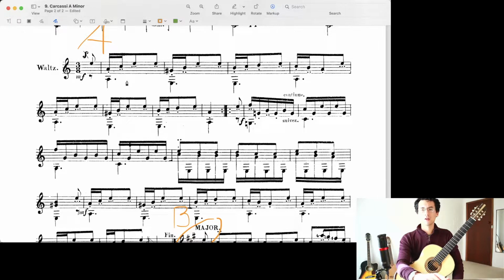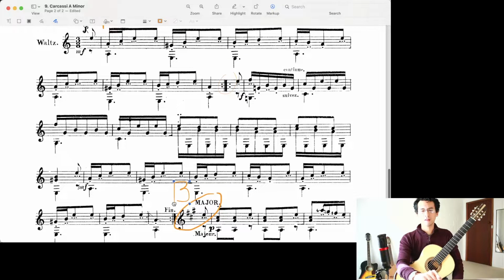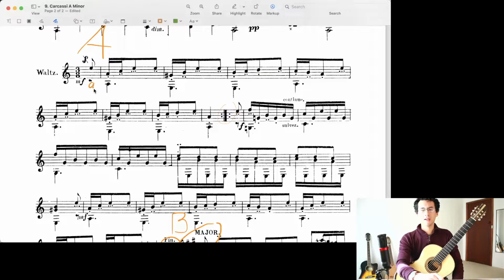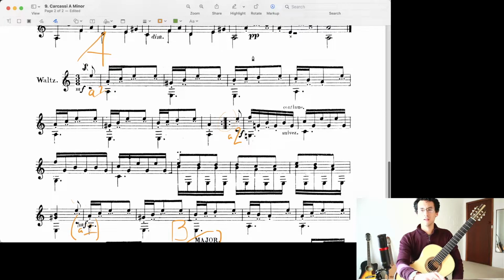So the A section, we're seeing this repeat sign there, repeat sign there. So that has a bit of an implication. There's probably an A1 section and an A2. Then over here, something important happens. The theme from the beginning returns. So we'll do A1 in brackets there.